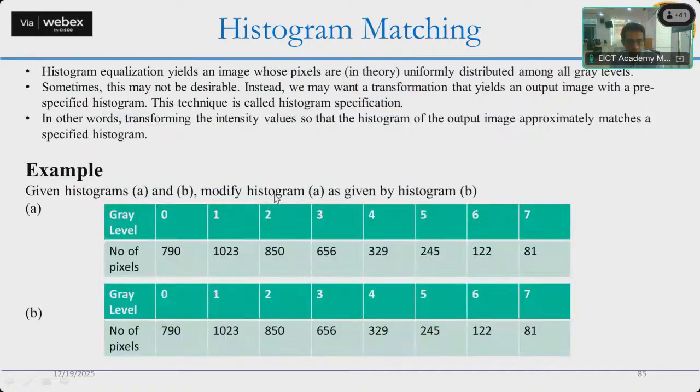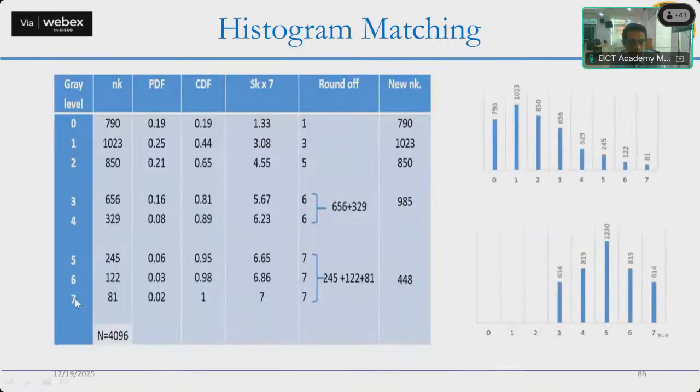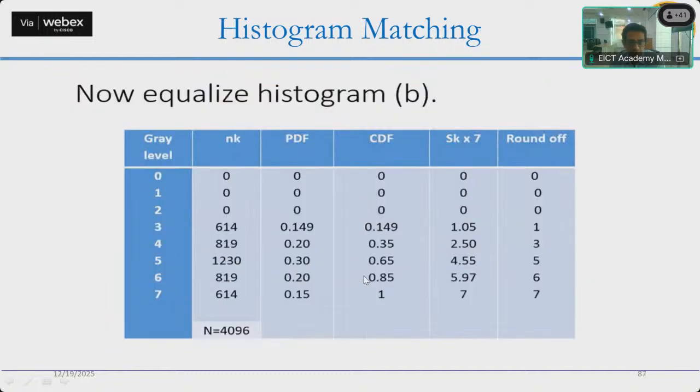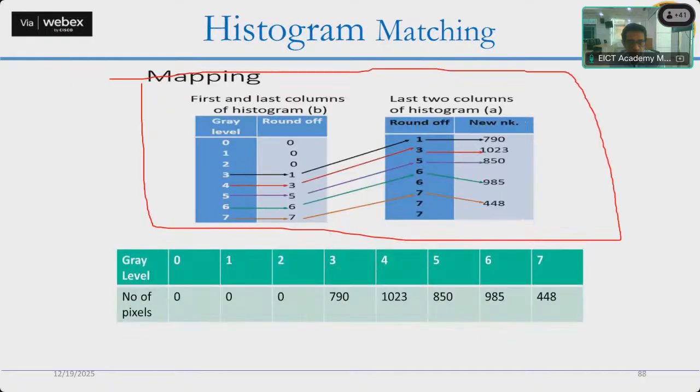Given histogram will be modified histogram A. You have to modify histogram A as given by B. Basically, this will be modified, so it will be as given by B. So what will be the change? The new gray level. You equalize histogram B, and see what they have done. So they have done basically this is 13567.